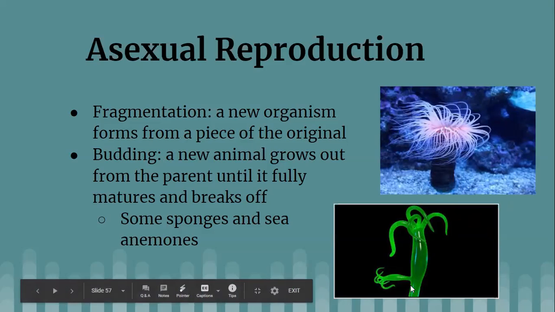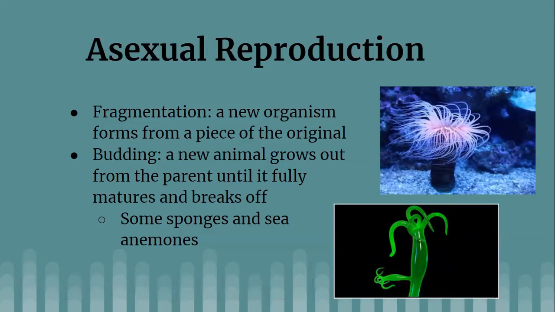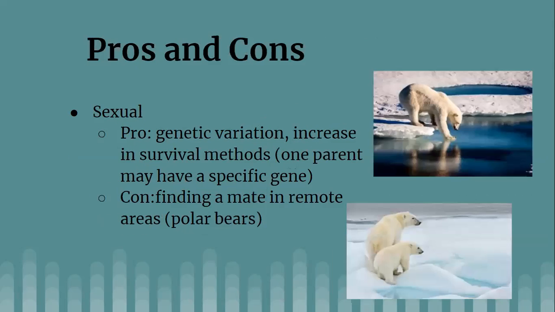So budding just makes sure that the offspring is attached to the parent until it is mature, then it breaks off and it creates this new organism. Remember that these organisms are exactly the same as the parent because it does go through asexual reproduction, which means that they are only going to be getting the same amount of chromosomes as the parent, and it is not mixed with any other genetic material.